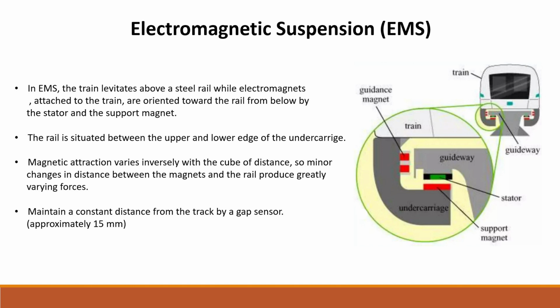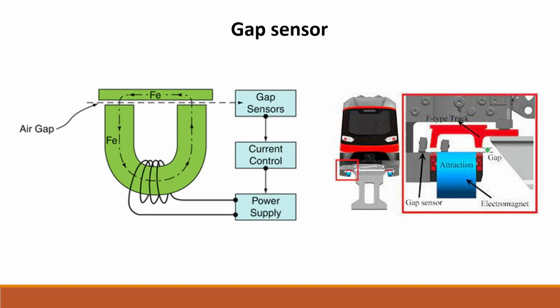Magnetic attraction varies inversely with the square of the distance, so minor changes in distance between the magnets and the rail produce greatly varying forces. So a constant distance from the track is maintained by a gap sensor, and the distance is approximately 15 millimeters. And this is the picture and the principle of the gap sensor, and you can review it.